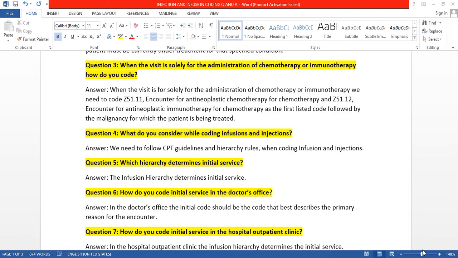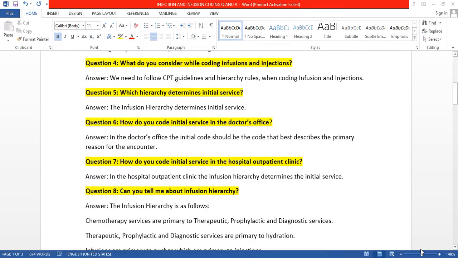Guys, these infusion and injection questions are not that difficult. These are self-explanatory. We have created the language which is understandable by each and everyone. Question 4. What do you consider while coding infusions and injections? Answer: we need to follow CPT guidelines and hierarchy rules when coding infusions and injections. As you know, we have a hierarchy in injections and infusions that we are going to learn.